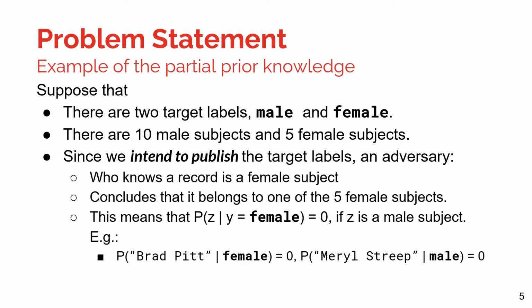An example of that would be the case where the dataset includes pictures of people's faces. The target label is gender and the sensitive label is identity. Assume that there are 10 male subjects and 5 female subjects. Of course, the adversary knows about the target label since we intend to publish it. And now, given that a specific image has gender equal to female, of course it couldn't be one of the 10 male subjects, and vice versa.